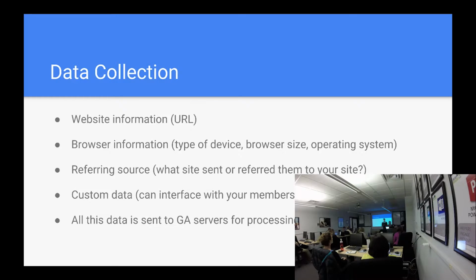What kind of data is Google Analytics collecting for us? It collects the website information, particularly the URL. It knows what page the user is on. It collects information about the browser, so what type of device. Is it an iPhone? Is it an Android? What version is it? Is it Windows? Which browser? Chrome, Firefox, Internet Explorer?